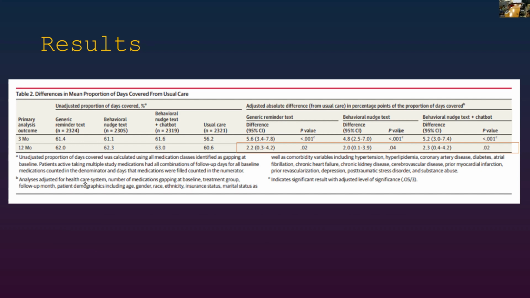And the confidence interval is clearly crossing 1, whereas for the behavioral nudge it was 2, and for the behavioral nudge plus chatbot also 2.3. So they did not reach the difference that they were hoping for, and it seems to be crossing 1, which indicates that it may actually be equal in both arms. The p-value is significant, yes, but they had mentioned that the p-value should be 0.05 divided by 3 to be significant.